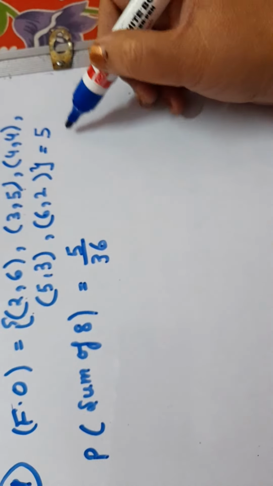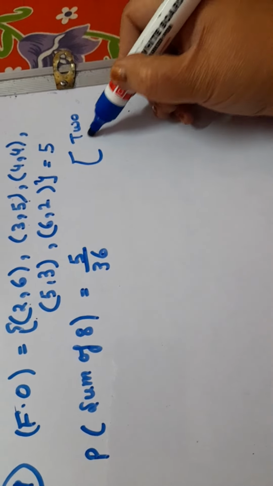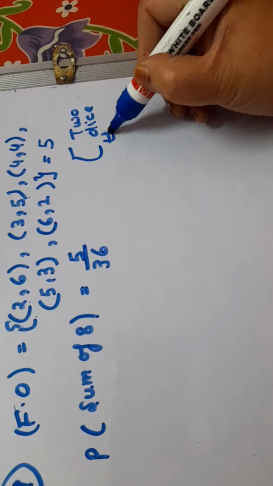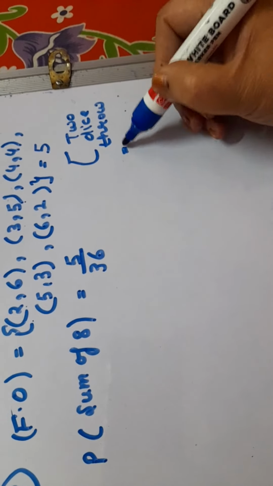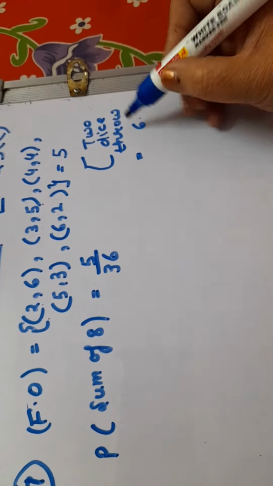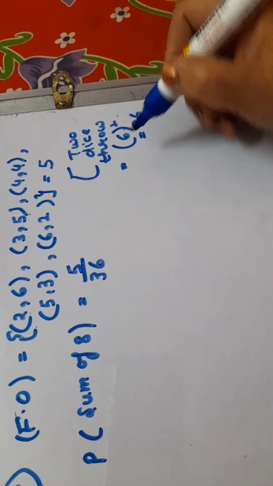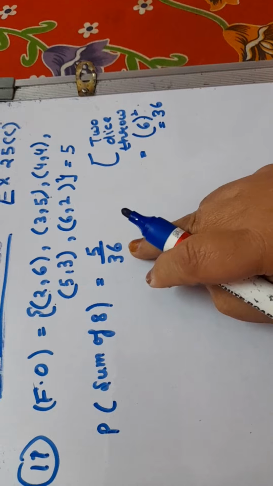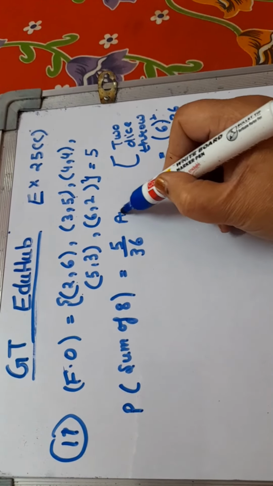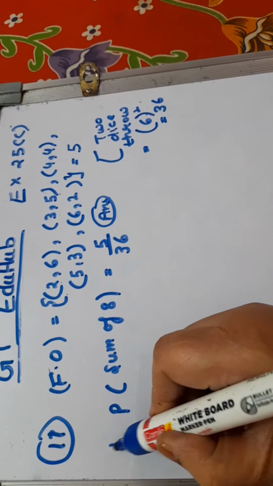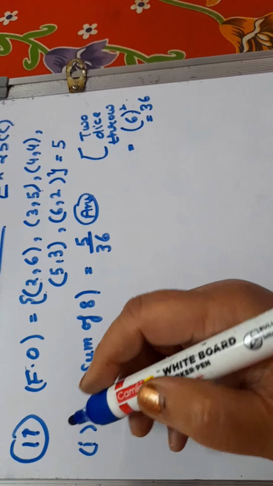Why? Because whenever 2 dice are thrown, on one dice throw we have 6 total outcomes, and if 2 dice are thrown then 6 square, that is 36, will be the number of total outcomes. So our probability is 5 upon 36. This is our first answer.